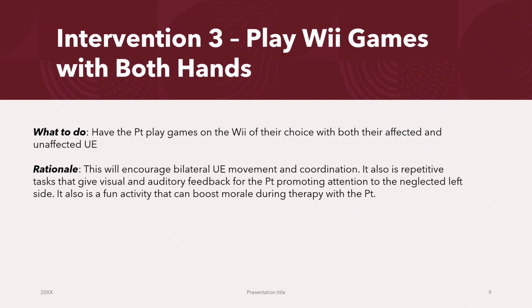Our third intervention is playing the Wii with both hands. What to do is we would have the patient play games on the Wii of their choice that involve using both the affected and unaffected upper extremity. The rationale is this will encourage bilateral upper extremity movement and coordination. It is also a repetitive task that is enjoyable, that will give visual and auditory feedback for the patient, and that promotes attention to the neglected left side. It's also a fun activity that can boost morale during therapy with the patient.